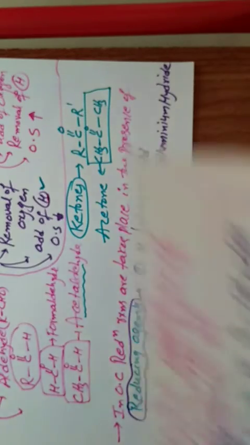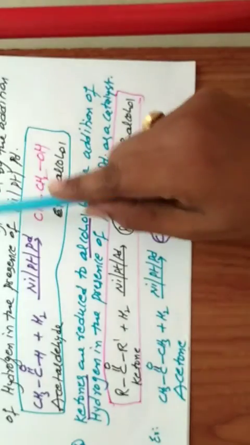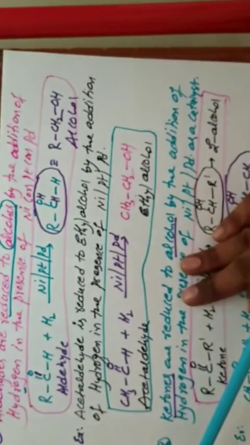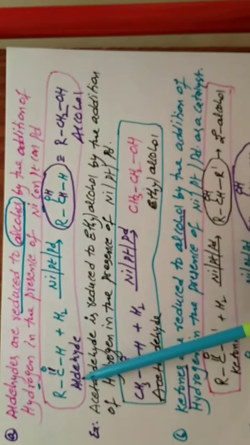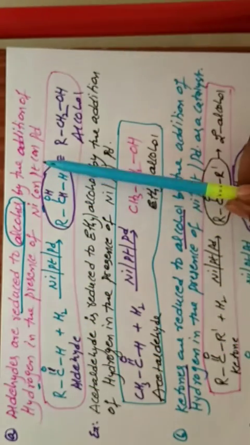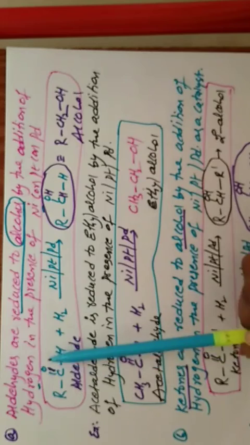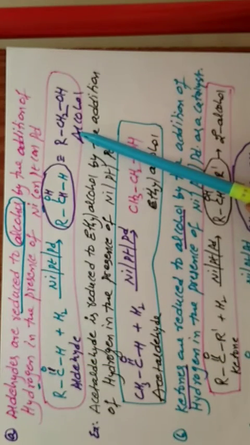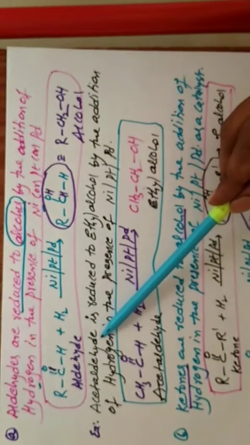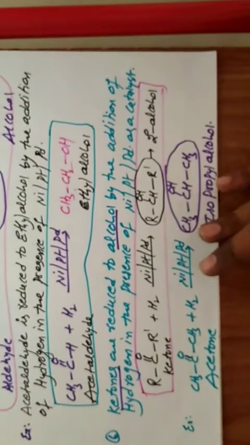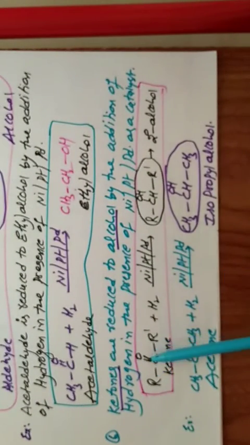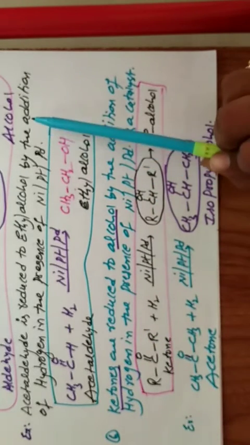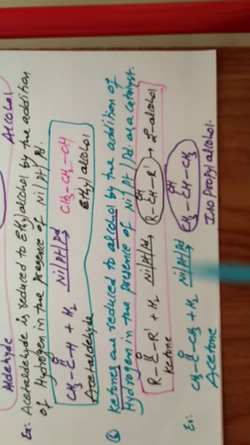So next, aldehydes are reduced to alcohol by the addition of hydrogen in the presence of nickel, platinum, palladium. The pi bond is removed, 2 hydrogen atoms are attached, and we can get the alcohol. Similarly, example, acetaldehyde; example, ketone, general reaction. Ketones are also the same: the pi bond is removed, 2 hydrogen atoms are attached, and we can get the secondary alcohol. Here primary alcohol, here secondary alcohol. These points, primary and secondary, are very useful for competitive exams.